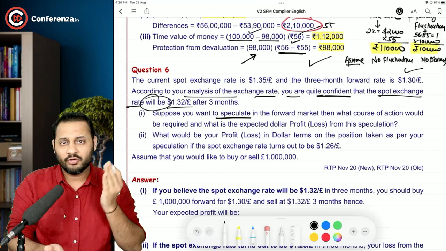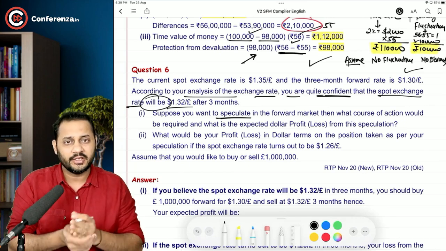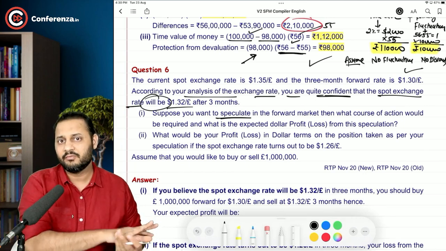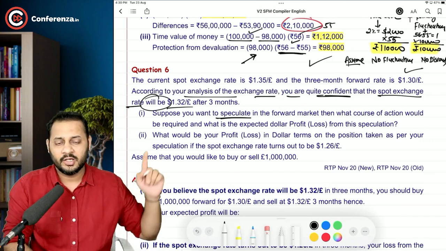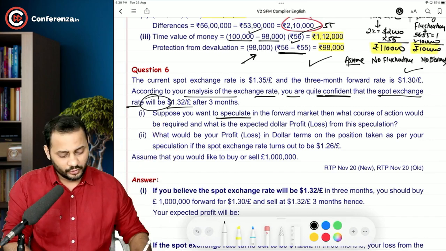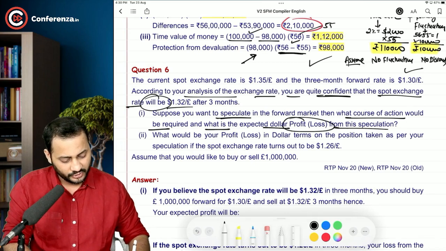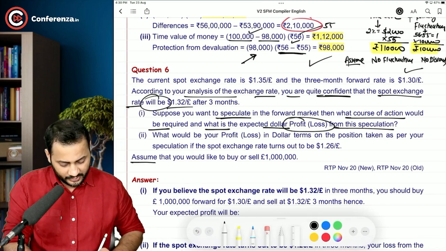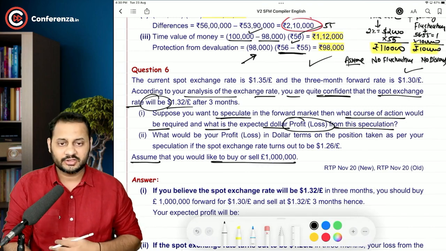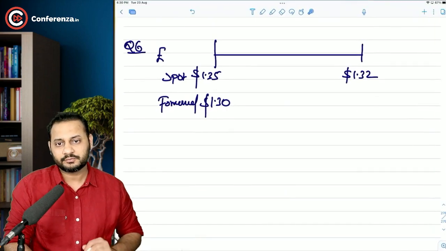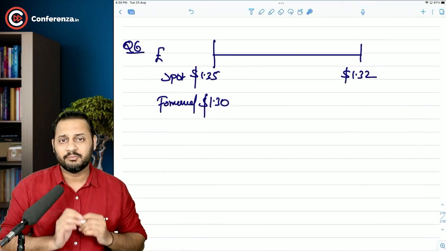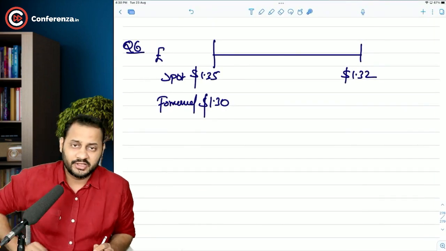You will take a buy or sell position today and you will close it after some time, and you would want to make a profit in the forward market. Then what course of action would be required and what is the expected profit or loss from this speculation? You can assume that you would like to buy or sell 1 million pounds. Just imagine 1 million pounds. What course of action do you think you should take?